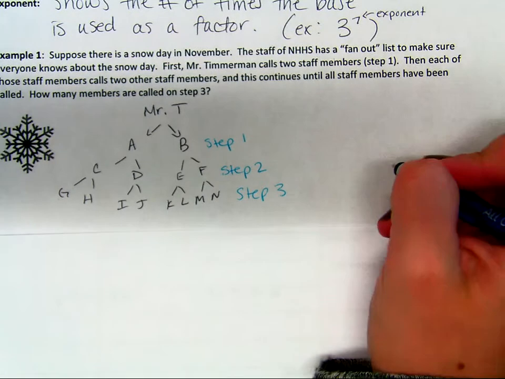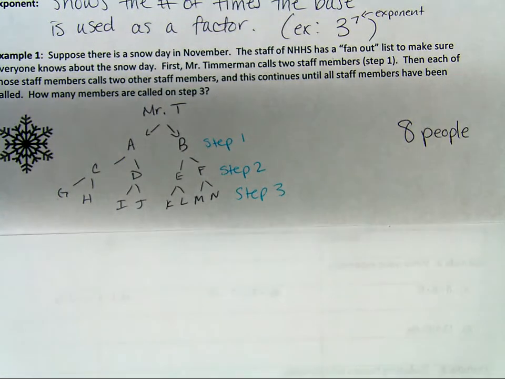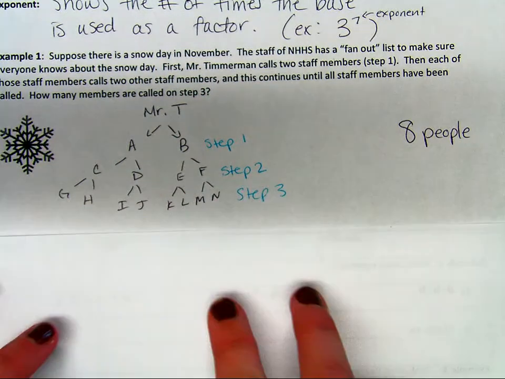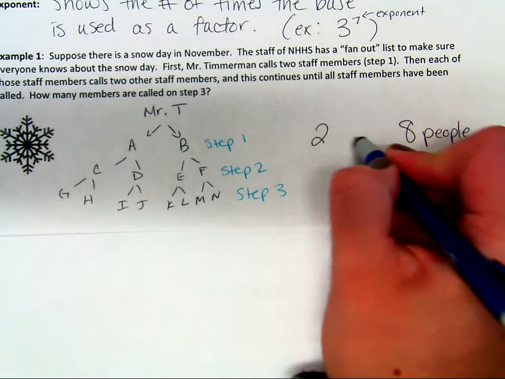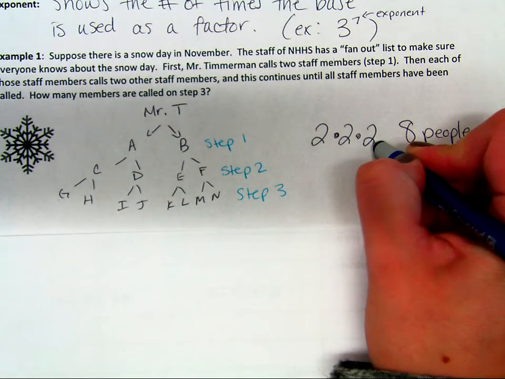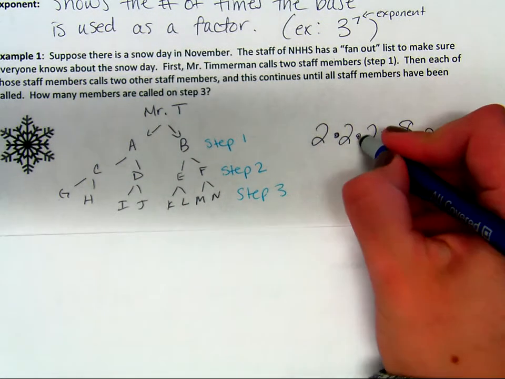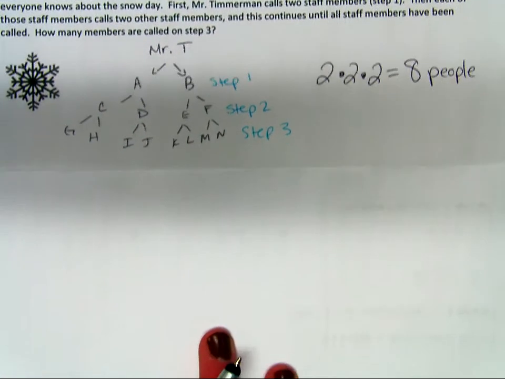And then if we want to relate this to exponents, well, we started with 2 people. Then each of those 2 people called another 2 people. And then another 2 people were each called. So this can be represented by 2 times 2 times 2, which is 8. So this is going to lead us into some more exponent rules.